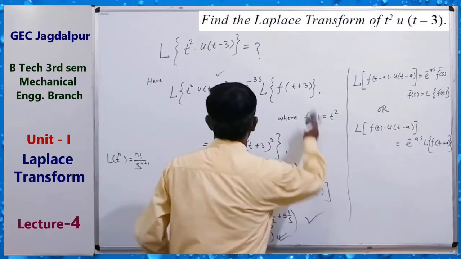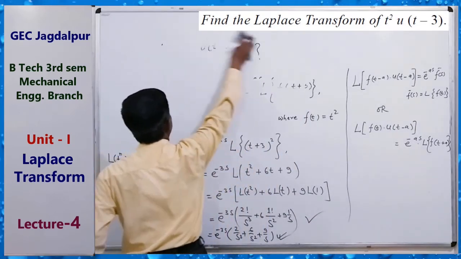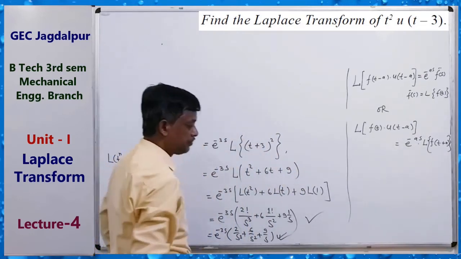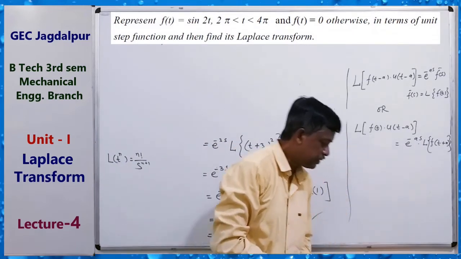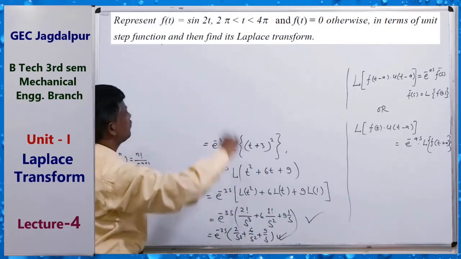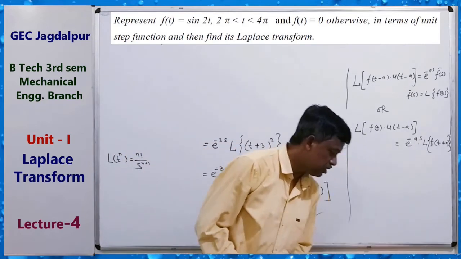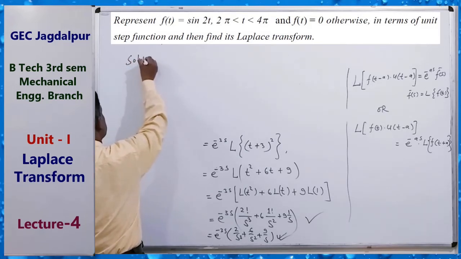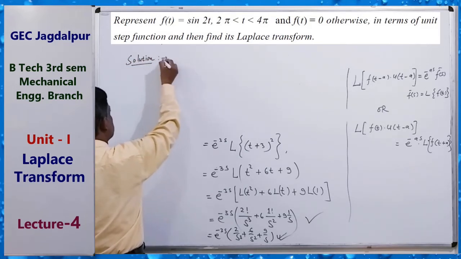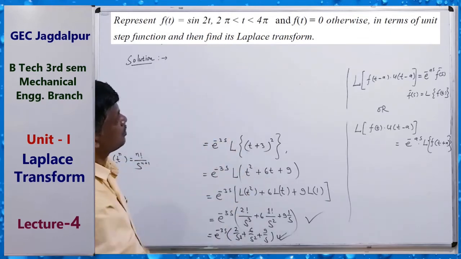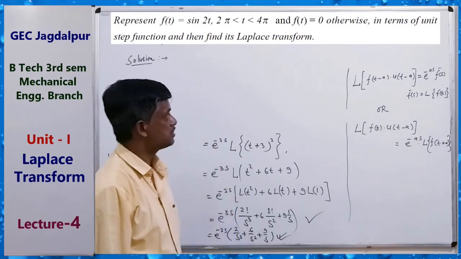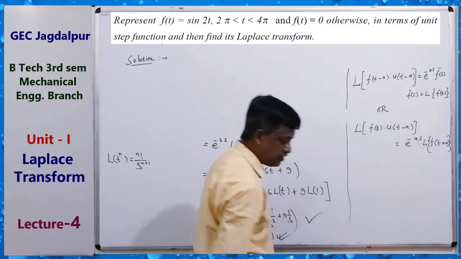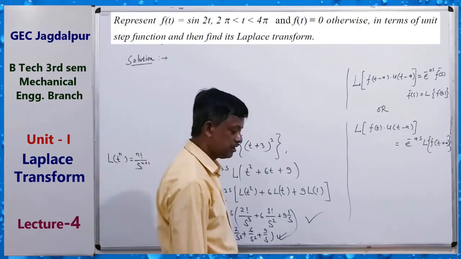Okay. Now take another question for solving. Represent f(t) equals sin 2t, where t lies between 2 pi to 4 pi. Represent this f(t) in terms of the unit step function.